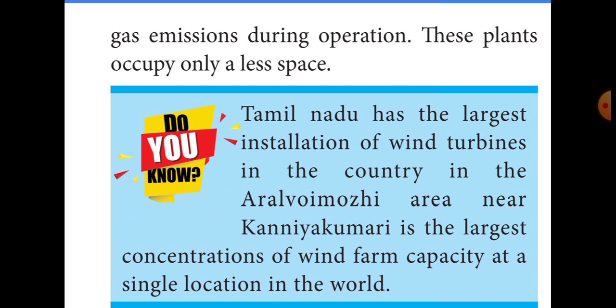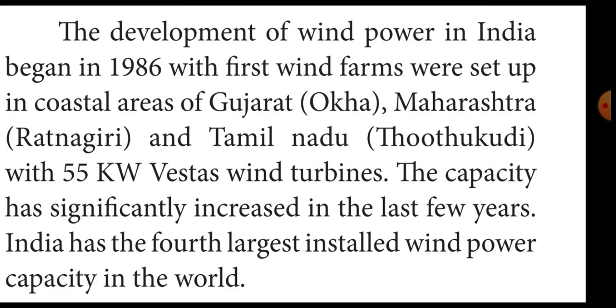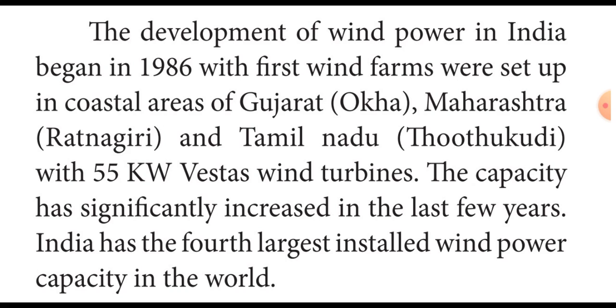It is near Kanyakumari. It is the largest wind producing area in the whole world. The development of wind power in India began in 1986. The first wind farms were set up in the coastal areas of Gujarat.